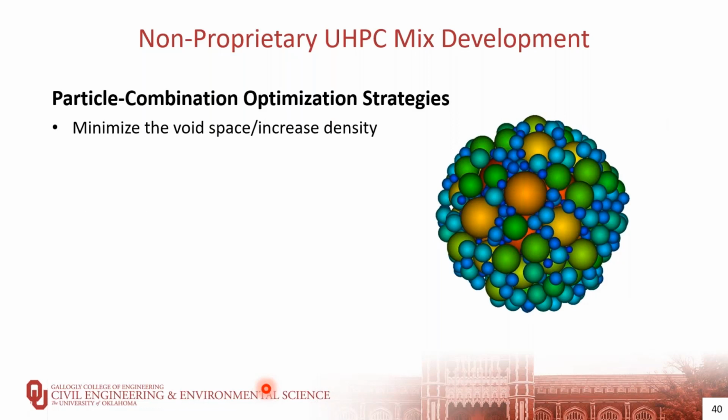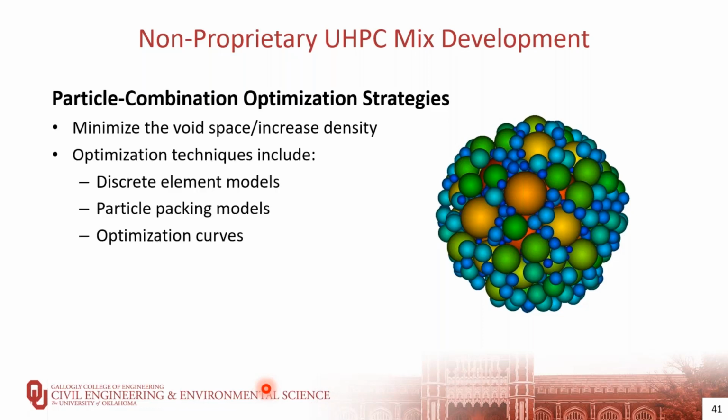So we've talked a little bit about optimizing the particle packing within the mix, but we want to minimize the void space and increase the density of the matrix to get that homogeneous behavior. And so we can look at the gradations of the individual mixture constituents and try to optimize the combinations to get the tightest particle packing. That can be done using discrete element models, particle packing models, or optimization curves.